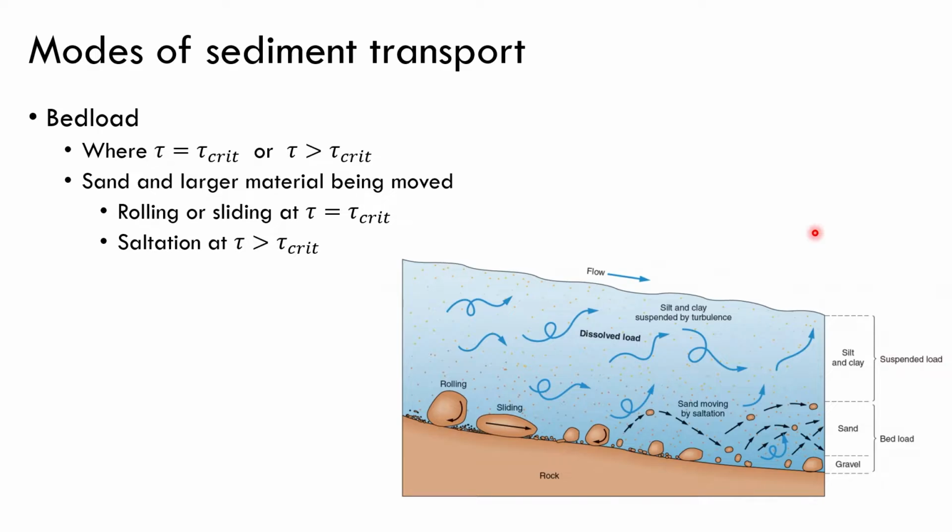Okay, and so if you think back to lecture 7, this is where we have our calculated shear stress either equal to the critical shear stress or greater than the critical shear stress. And so we're basically seeing sand and larger material being moved by kind of rolling or sliding or traction, okay, at that critical, or the shear equals the critical shear. Or we can start to get saltation, like we talked about in lecture 7, when we start to get shear stresses that are greater than our critical shear stress.